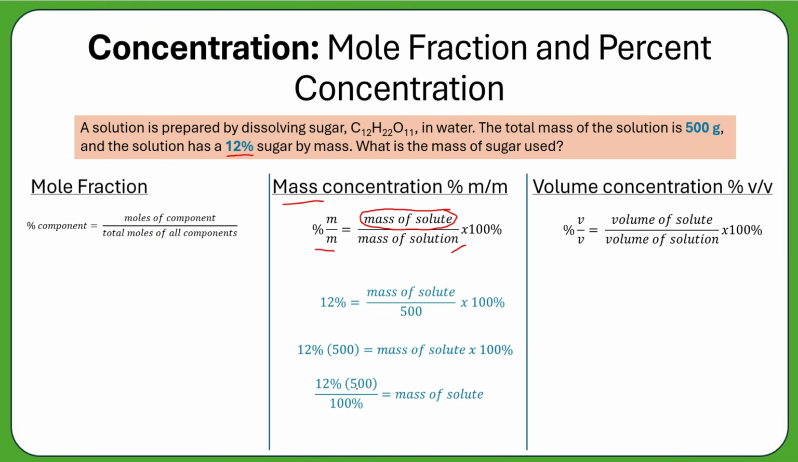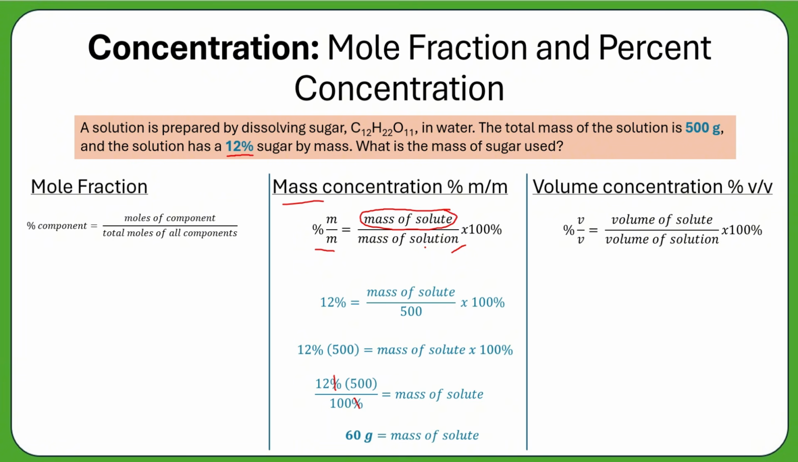12% times 500 divided by 100%. The percent symbol will now be cancelled, and we have 60 grams mass of the solute as the answer. If you use your calculator, of course, it will show us the 60 grams mass of the solute. So that's another way to use this formula. And it's the same thing if the mass of the solution is the unknown, the same process that you're going to do. As long as you make the unknown alone on one side, you can now get the value of that unknown variable.